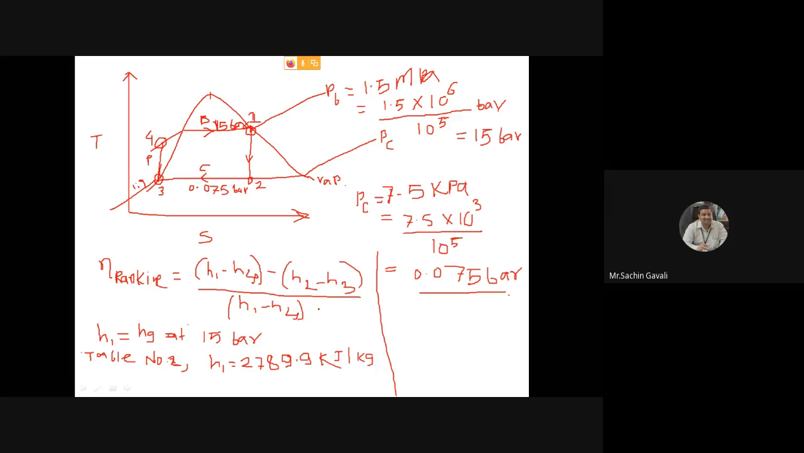Okay. Then point number 2, I'll write here. Where is point number 2? Point number 2 is in wet region. Write down with me: point 2 is in wet region.